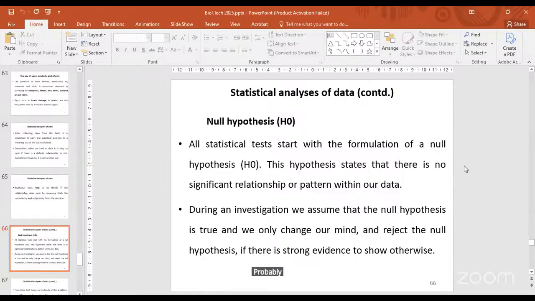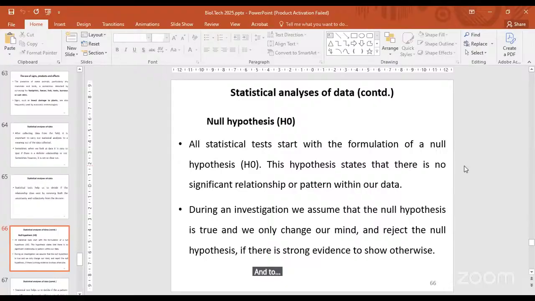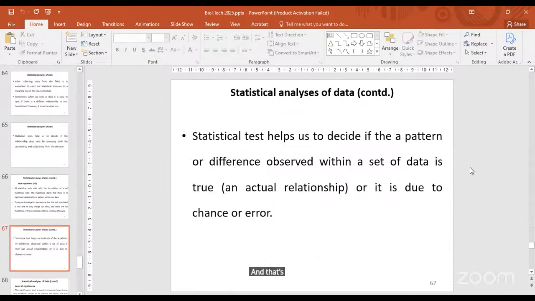Probably, you understand, probably it wasn't there before. So you want to eliminate doubts. You want to eliminate uncertainties. That is the essence of statistical analysis. And to do that, to eliminate doubt or uncertainty, what do you have to do? You have to set limits. And that limit is in the past 2 hours. Before then, let's go on. Let me see what I have replied.